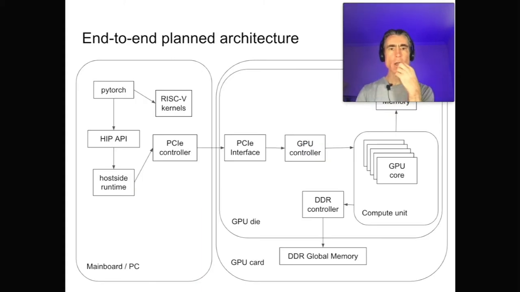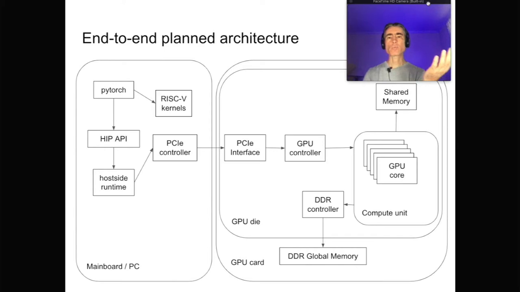All right, so here is the end-to-end planned architecture. This screen is split into two halves. On the left-hand side, we've got the main board, the PC, the main host computer. And on the right-hand side, we've got the GPU card. The GPU card comprises DDR global memory on the card, and then the GPU die itself, which is the ASIC that we're taping out.